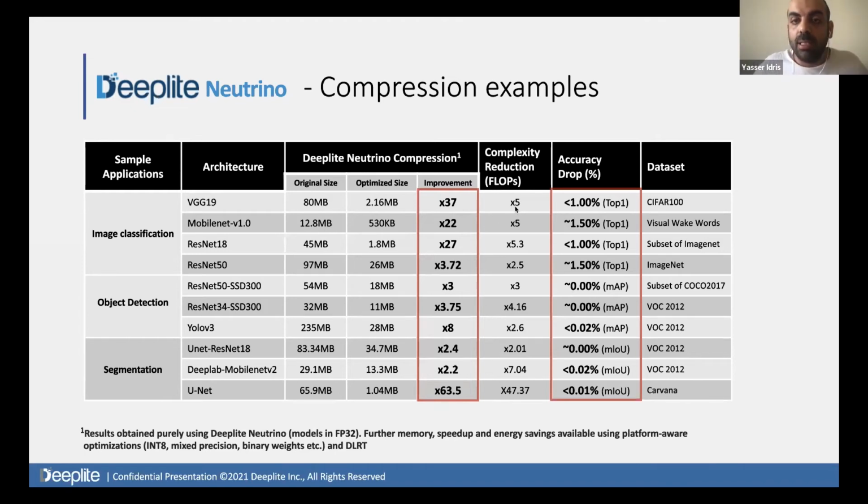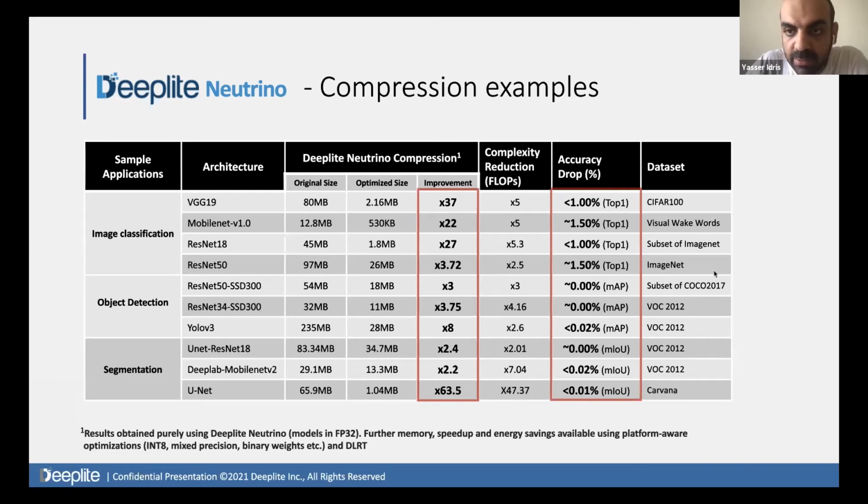We also have a significant reduction in the number of flops, floating point operations, which means we reduced the computational complexity. And all this while the delta was 1, which means we're within 1% loss of accuracy. And you can see other examples as well. For segmentation, for example, for UNet, we're able to achieve 63x improvement in terms of model size, 47x in terms of number of flops, and the accuracy drop was 0.01%.